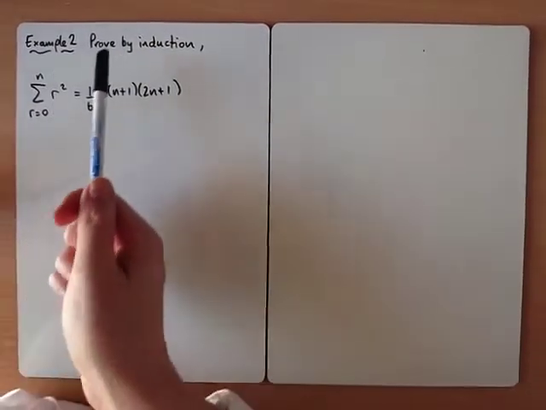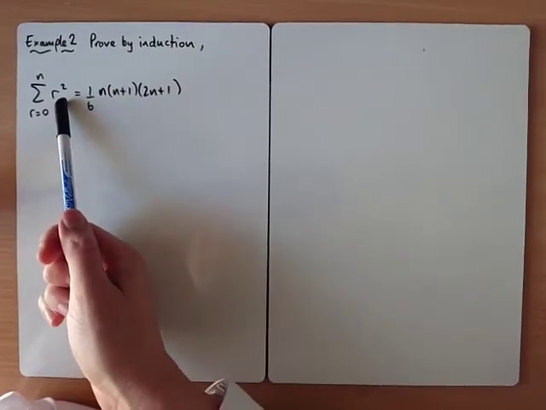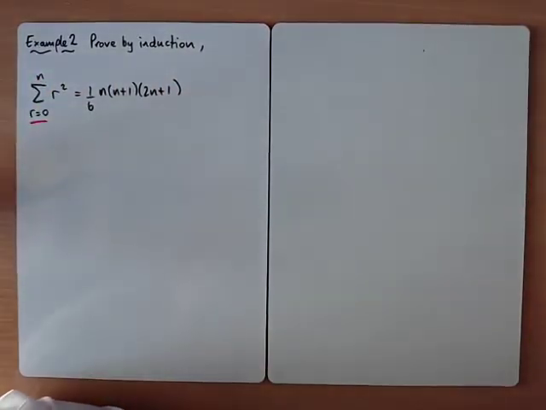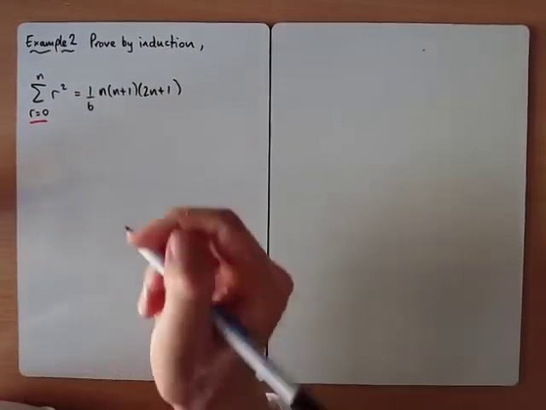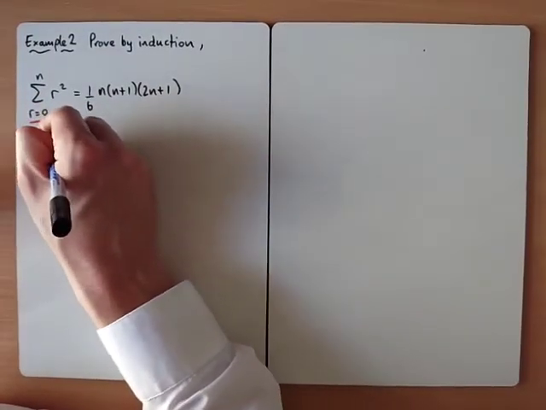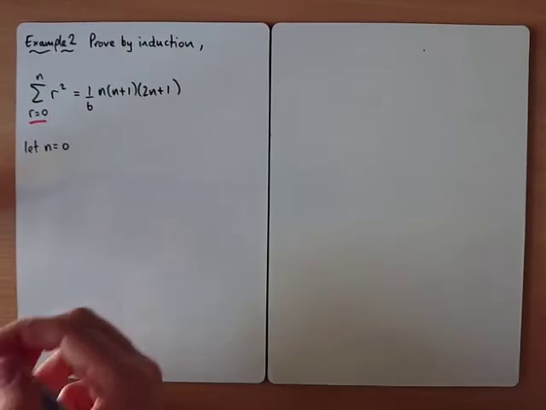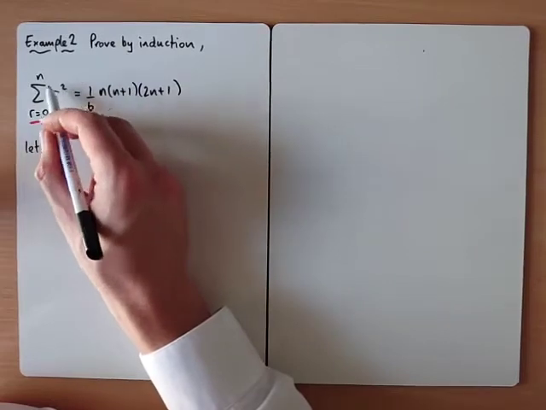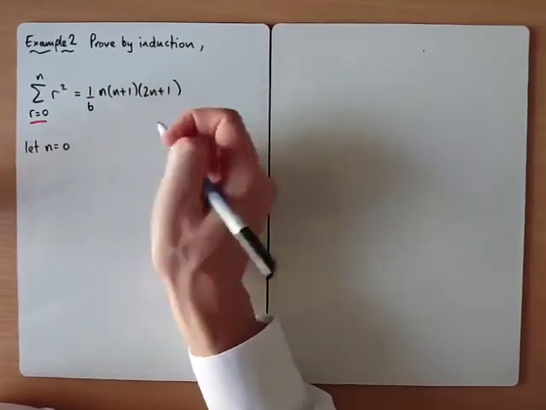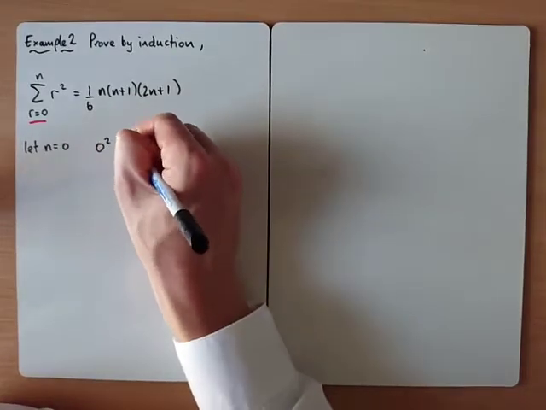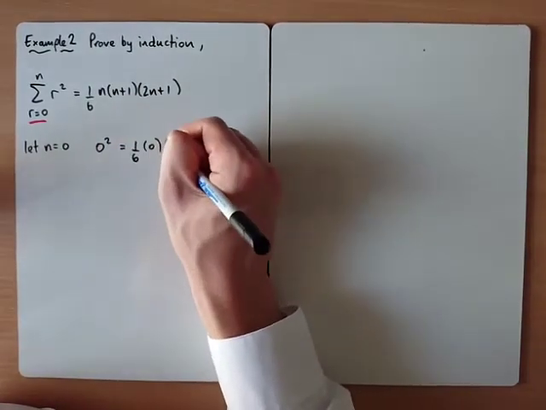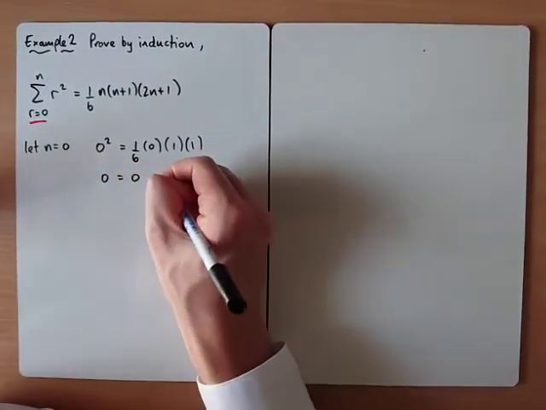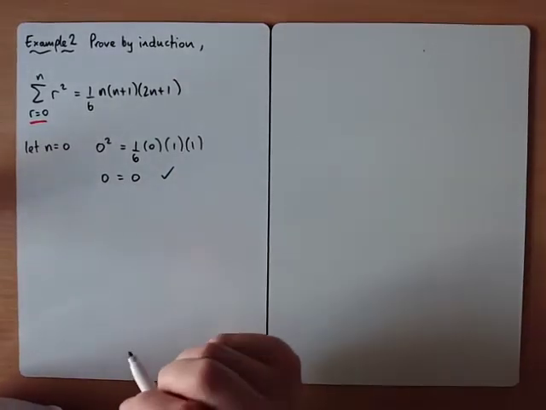Okay, example 2, we're going to prove by induction the result for the sum of the square numbers. Just be careful here, we're starting with r equals 0. So our initial step, the first one we're going to check, is we're going to let n equal 0, because that's our first term. So does the first term equal this? Does 0 squared equal 1/6 times 0 times 1 times 1? Yeah, 0 equals 0. Okay, so we know it works for the first term.